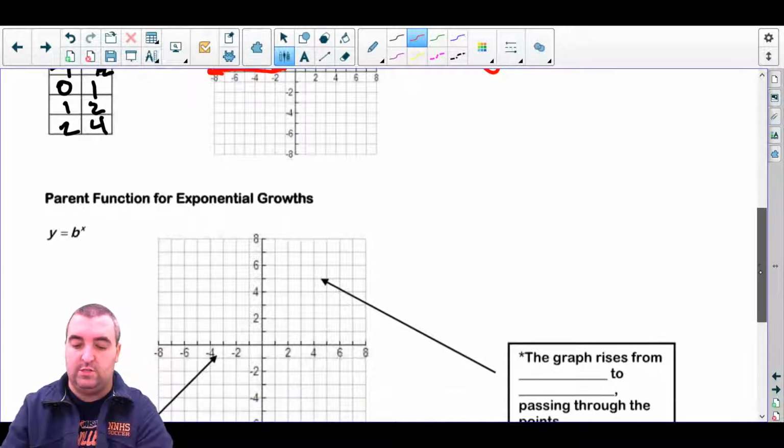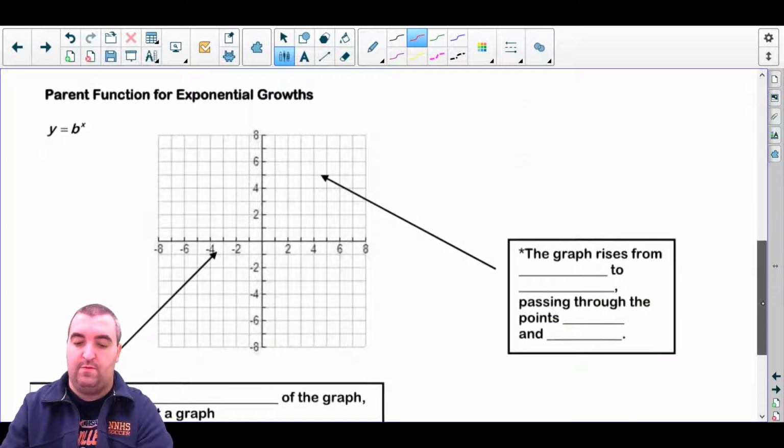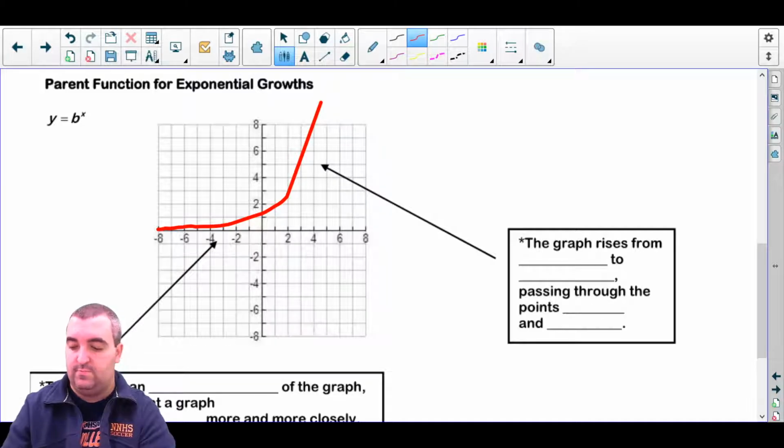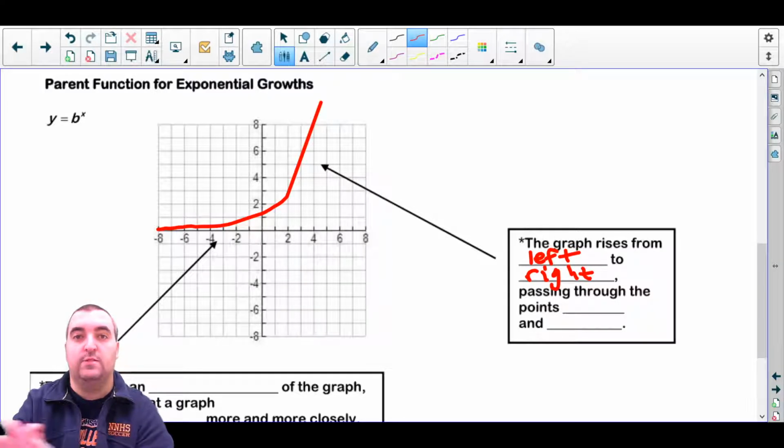Alright, so let's just go in general now. The parent function for exponential growth is going to have that same general shape. The graph rises from left to right. It is growing as you go left to right. And it's always going to pass through two specific points that are really important, for the parent functions at least.